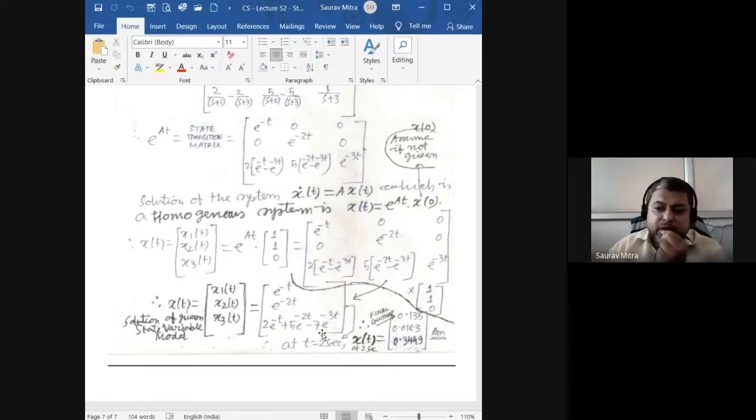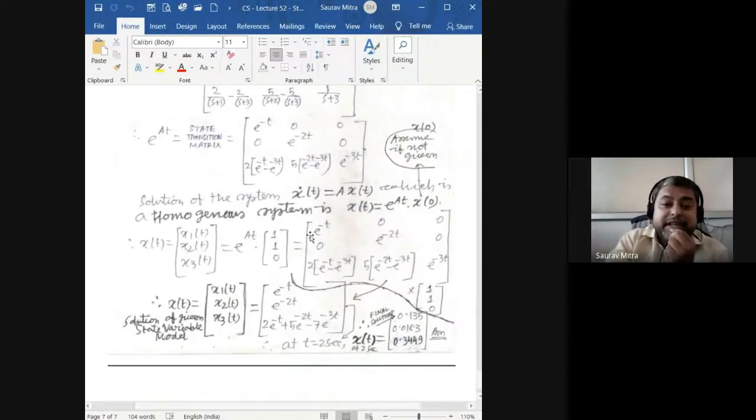Both are BIBO kind of response, but x1(t) is falling in a flat, slow manner, while x2(t) is falling in a faster manner. So the area under the curve x2(t), that is e raised to minus 2t, will be lesser. That means x2(t) is consuming less energy. That means x2(t) will be more stable than x1.